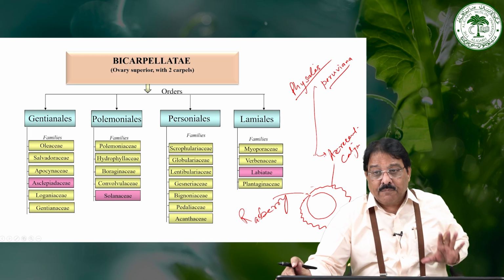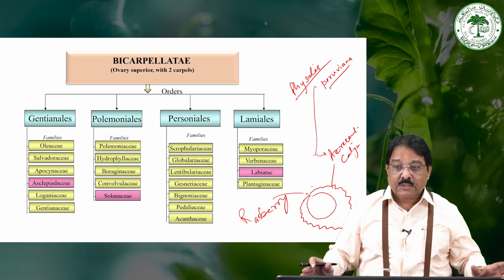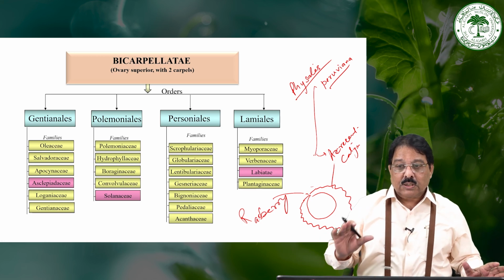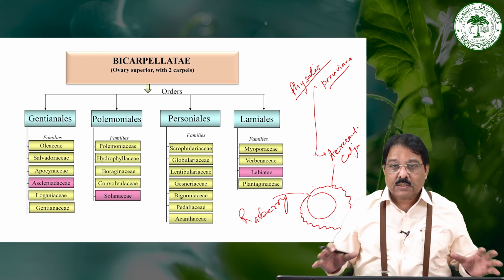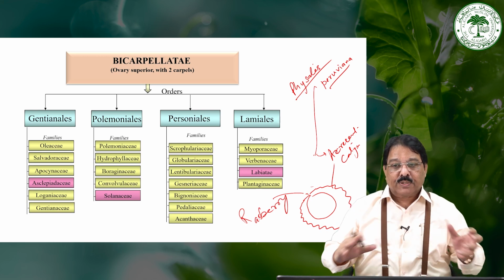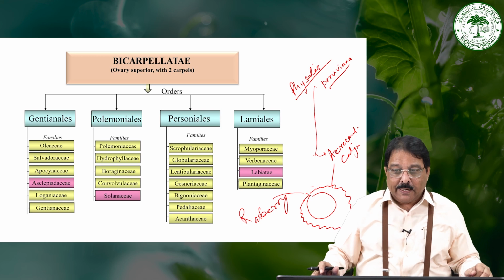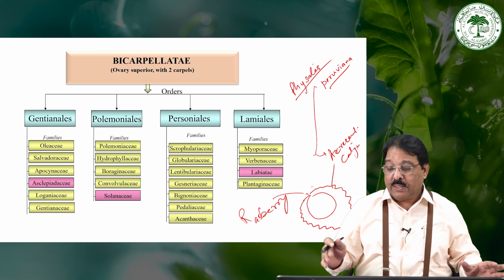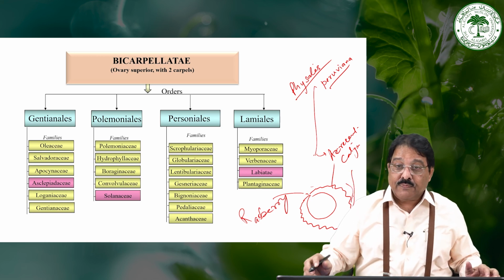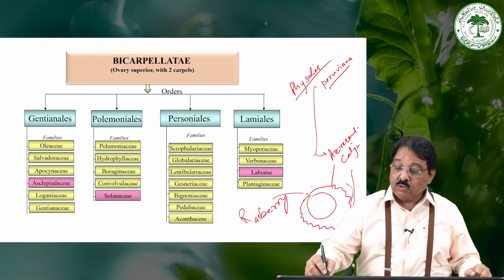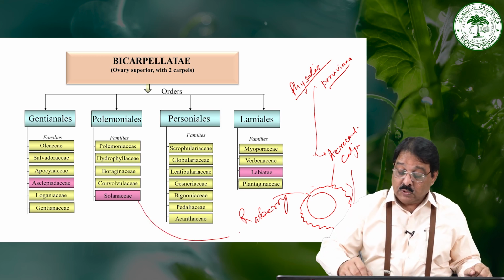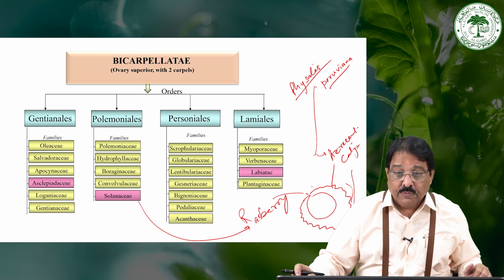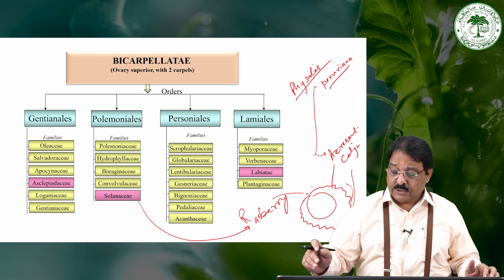The difference between the accrescent and persistent calyx is that the persistent calyx does not cover the whole fruit, while in the accrescent, the fruit is completely covered by the calyx, and it is dry and membranous, and can be removed very easily. So such calyx is present in Solanaceae. It is a very important character of the Solanaceae.